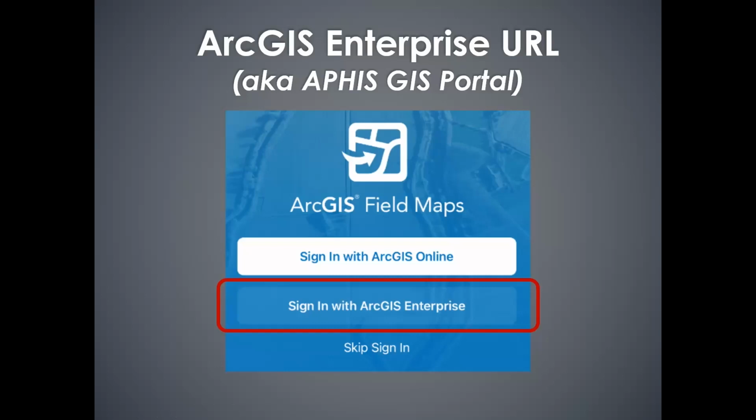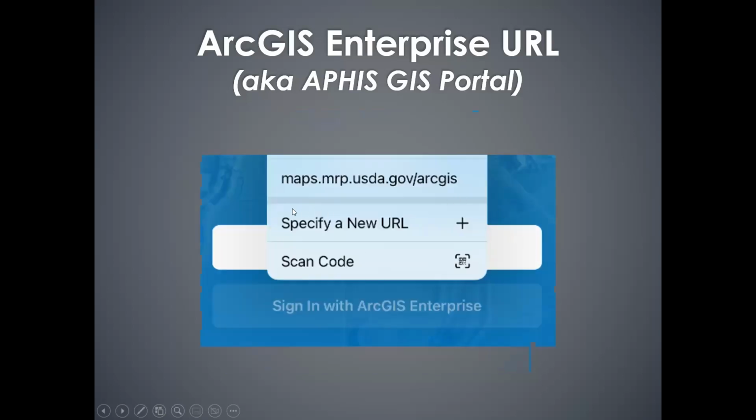So we're always going to tap what's in the red box, the enterprise option. The first time you tap that, these bottom two options pop in. It'll say specify a new URL or scan code. And we're going to specify a new URL, which opens up a little text box and your keyboard, and you have to carefully type in a URL.